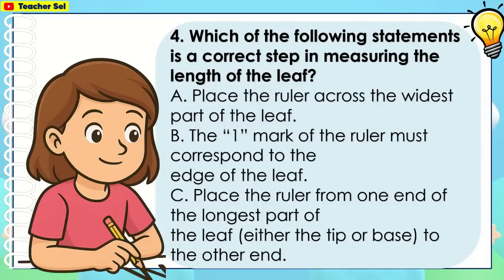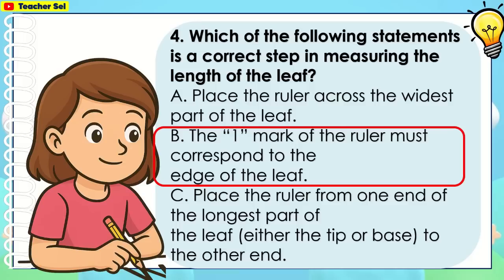Which of the following statements is a correct step in measuring the length of the leaf? A. Place the ruler across the widest part of the leaf. B. The zero mark of the ruler must correspond to the edge of the leaf. C. Place the ruler from one end of the longest part of the leaf, either the tip or base, to the other end. Very good. The correct answer is letter B.